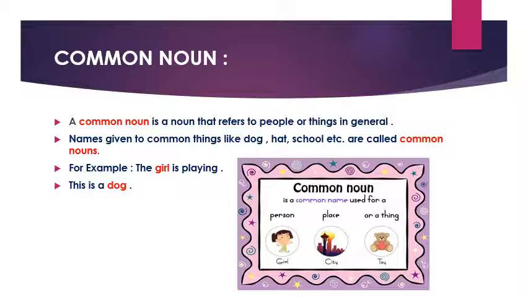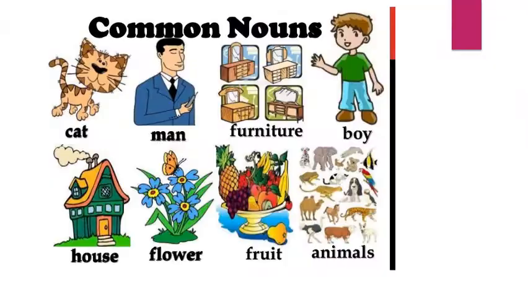If we say dog, it means the word dog is common noun, but if we call it Moti, then Moti is a proper noun for the dog. You can see the example also. The girl is playing. Here girl is not a particular name of any girl. So girl is a common noun, dog is a common noun, but when it is particularly named, then it will be called proper noun. Let us see the examples through these pictures. Cat, man, furniture, boy, animals, fruit, flower, house.